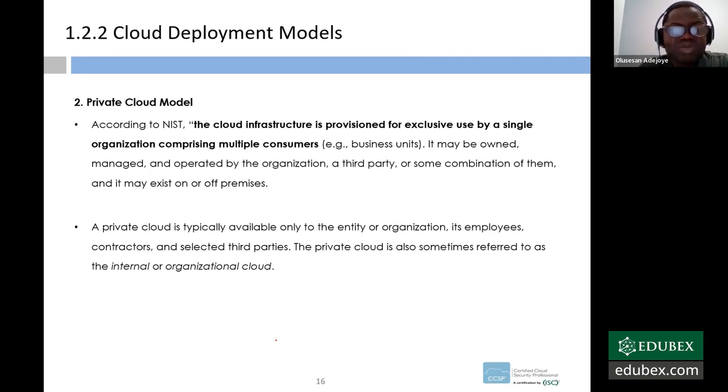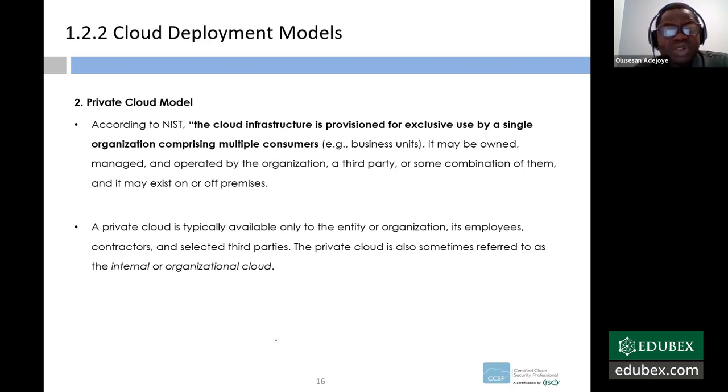Now let's take a look at the private cloud model. According to the NIST definition, this is a cloud model that is provisioned for the exclusive use by a single organization. Now, in public cloud, that is multi-tenancy. But why would I go for a private cloud when I know it's very expensive? The only reason we adopt the private cloud is to meet regulatory compliance requirements. In most sectors, the regulators will not allow you to take critical data and provision it in a public cloud.